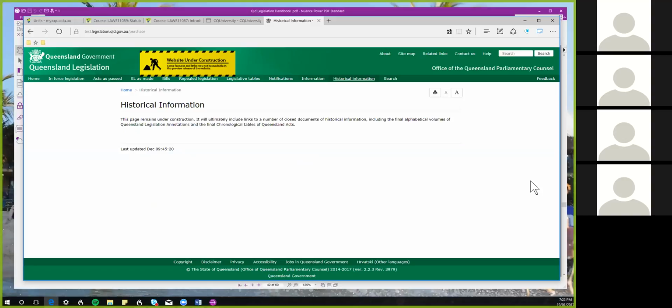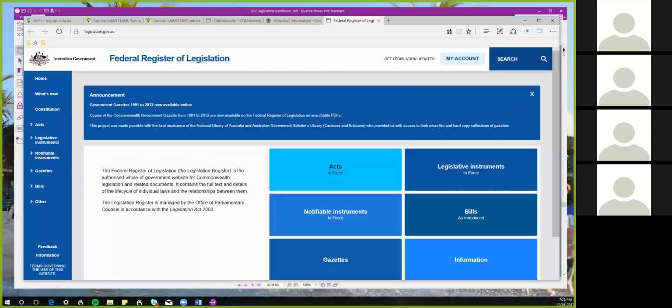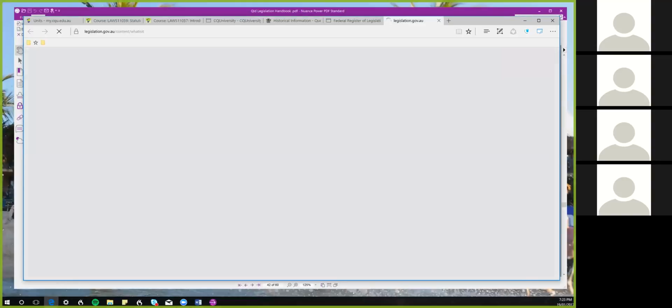Now at a federal level, the counterpart is the Federal Register of Legislation, and that's the authorised whole of government website for Commonwealth legislation, and it's maintained by the Office of the Parliamentary Counsel at a Commonwealth level. Okay, and it also includes a useful little resource, which is the A to Z of key jargon.